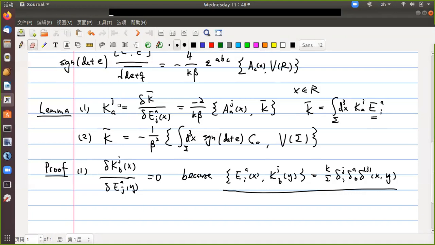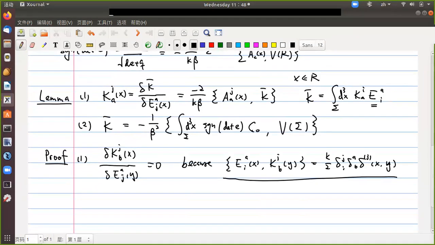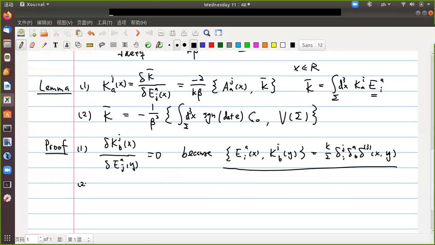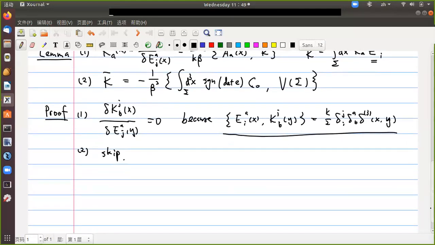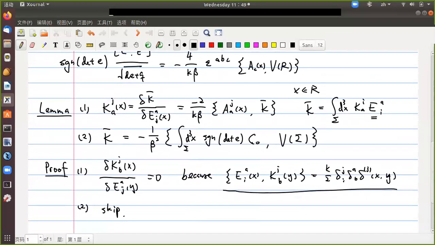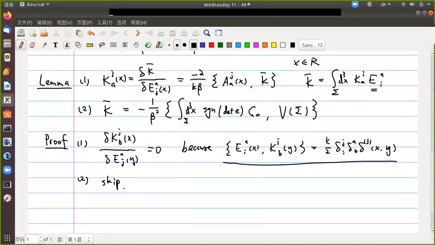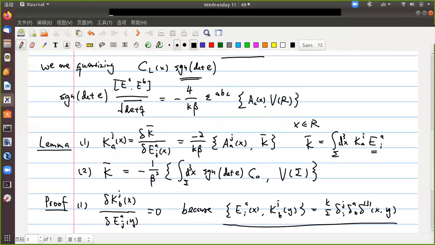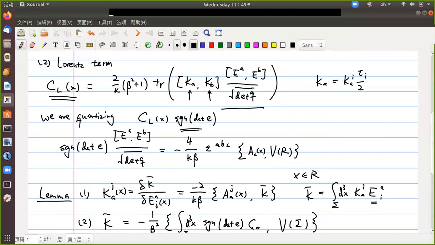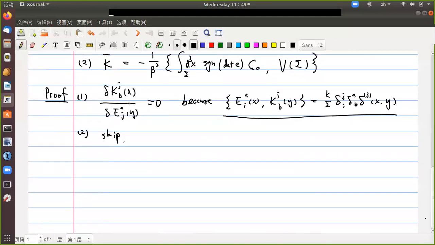So the first formula in this lemma is very easy. The non-trivial part is the second one, but I'm not going to derive it for you; I will encourage you to derive it by yourself. All right. So now let's accept these two formulas, and then we are able to re-express the Euclidean and the Lorentz term of the Hamiltonian constraint.